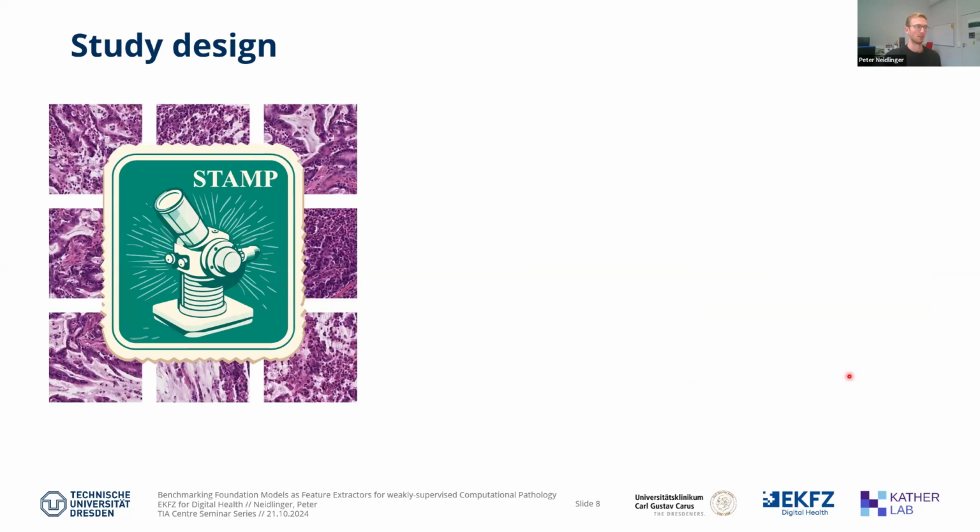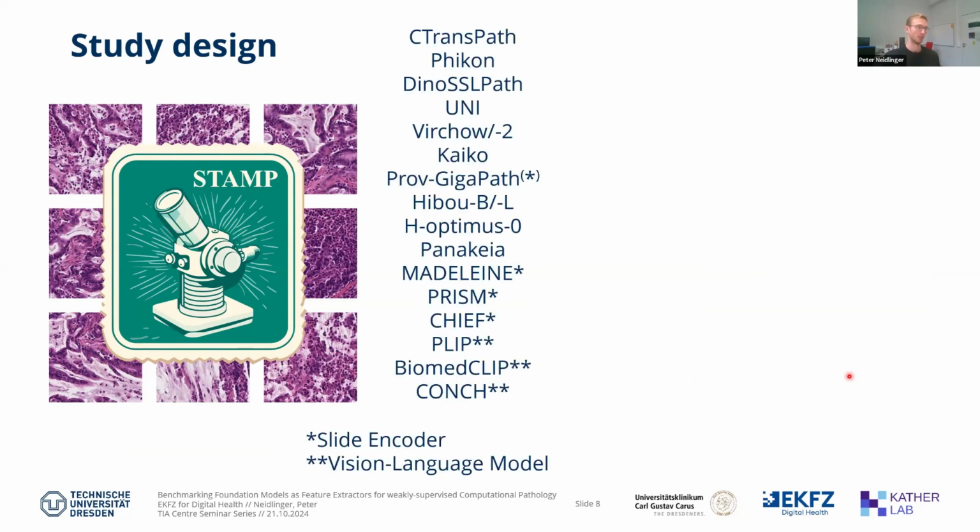And then, as I mentioned before, we have this standardized pipeline called STAMP. And I added all these new foundation models there. So many vision-only foundation models, like starting with the CTransPath, Phikon, DINOv2, SL-Path, UNI, Virchow, Kaiko, etc. And then also some slide encoders. Recently, Madeleine and PRISM were published in CHIEF. And also Prov-GigaPath has a slide encoder as well. And then also some vision language models, PLIP, BiomedCLIP, and CONCH.